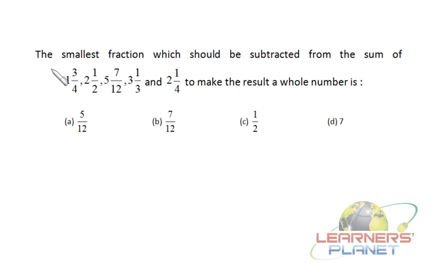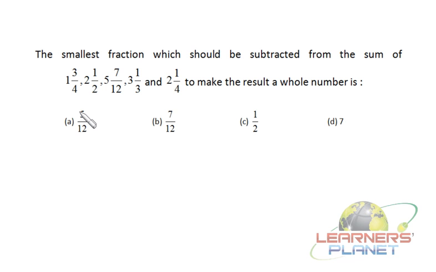Now the smallest fraction which should be subtracted from the sum of these terms and 2 1 by 4 to make a result a whole number. Okay, that means we have to add up all these mixed fractions. So let's start adding the integral part.